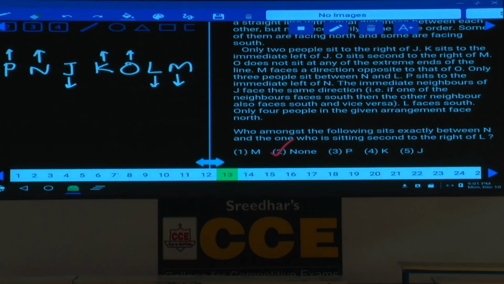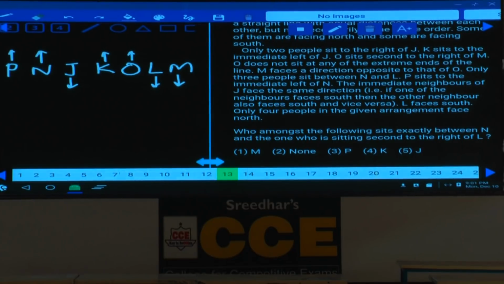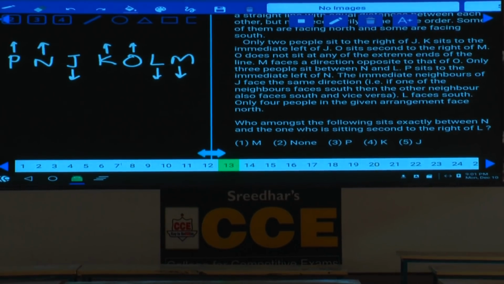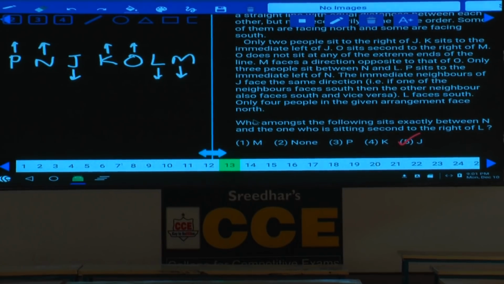Question number 13. Now, in this 13, who among the following sits exactly between N and the one who is seated second to the right of L? N and the person who is seated second to the right of L is K. Now, between N and K, how many persons are there? There is only one person, that is J.